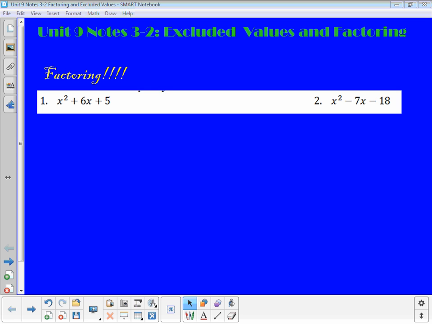Hey ladies and gentlemen, welcome to Unit 9, Notes 3-2, Excluded Values and Factoring. So to start off with, we're going to do a little bit of a review of factoring.